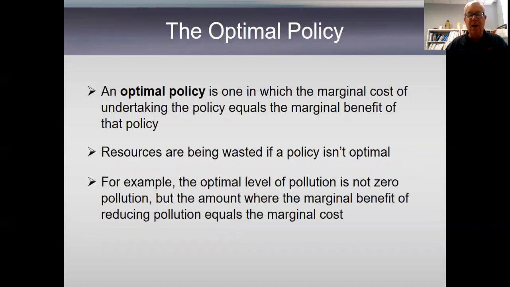So we've got several policies here. We have direct regulation, we have tax incentives, we have voluntary reductions. What is the optimal policy? Well, the optimal policy is the one in which the marginal cost of undertaking that policy is equal to the marginal benefit. If we have a policy that's optimal, resources are not being wasted. Now, as an example, let's think about pollution. Is the right level of pollution zero? Well, not really. The right level of pollution is where the marginal benefit of reducing pollution equals the marginal cost for that outcome to come about.